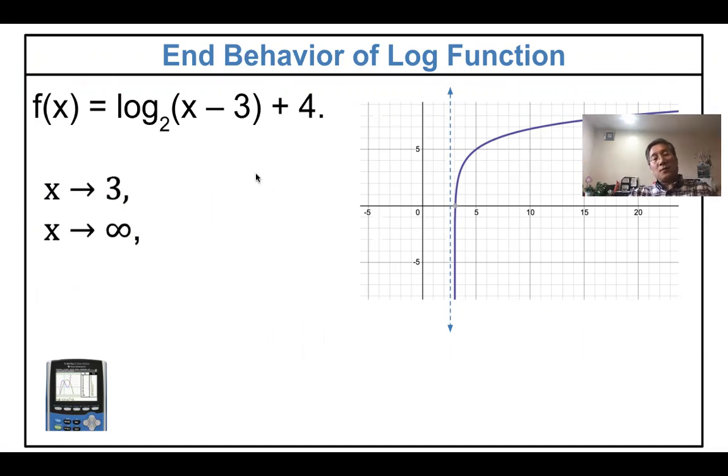So what do you do? First, yes, we need to find out the vertical asymptote, right? Vertical asymptote. How do you find the vertical asymptote? Yes, you set the argument inside the parentheses, the terms in the parentheses, equal to 0. Then what do you get? X minus 3 equal to 0. You solve it. X equal to 3.